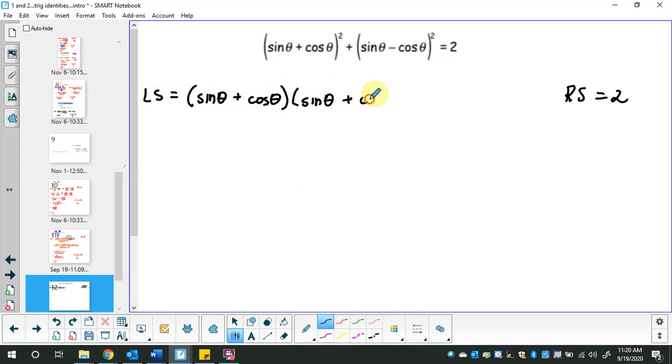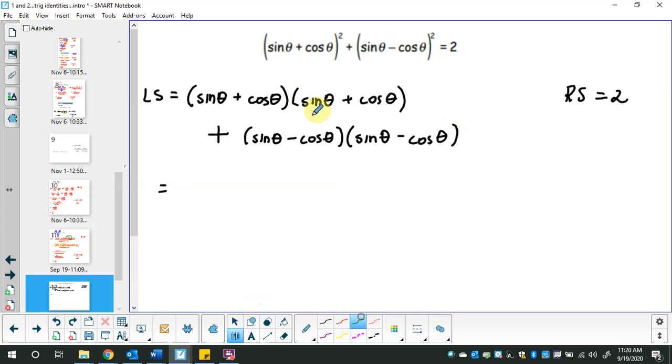And I see me running out of room and running into the right side equals 2. So I'm going to hop down a line, put down this plus sign, and then do the same thing with the back squared bracket. So the exponent 2's are telling you, write it down twice and foil. So, green pen. Sine theta times sine theta, sine squared theta.